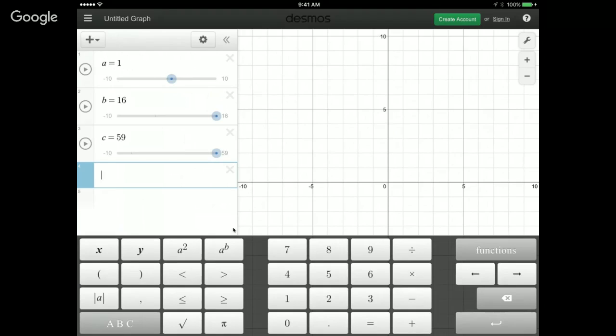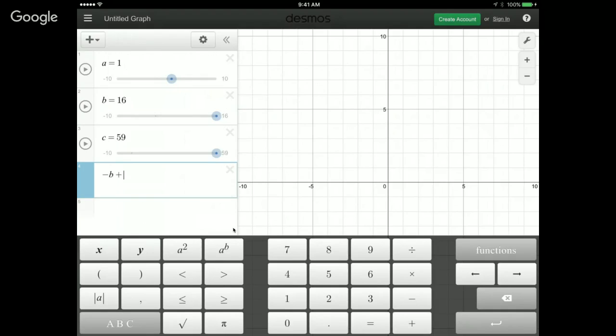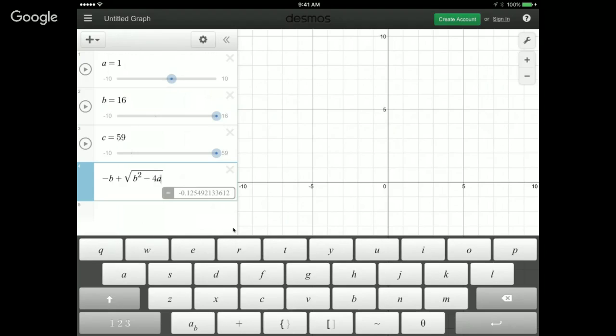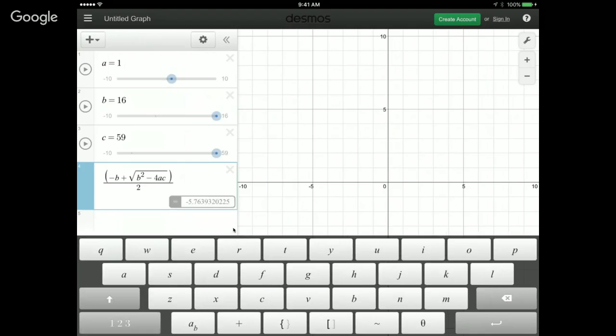Now, we type in the quadratic equation. Just don't do the x equals part. You would actually do negative B. You can't do the plus or minus, so you're going to have to make a choice and pick one of the symbols. Plus or minus the square root of B squared minus 4AC. You have to put the whole thing in parentheses and then divide by 2a, and it calculates your negative 5.76.